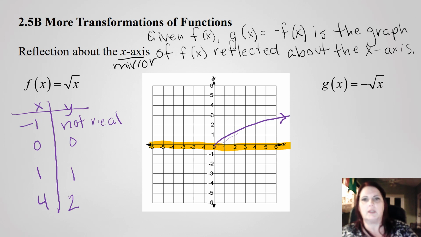All right, looks something like that. Now let's go to the graph of g of x. We're going to have x and y, and let's use those same points, negative 1, 0, 1, 4. The square root of negative 1 is not real, so we're not going to use that.